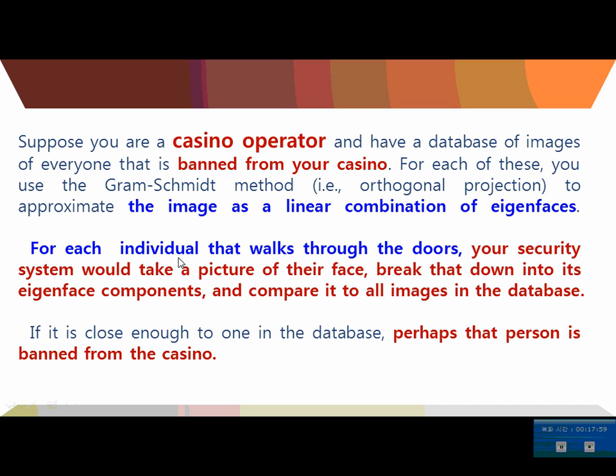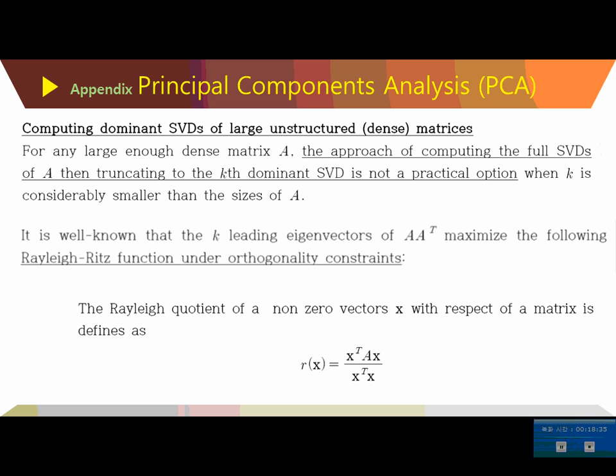Okay? So for each individual that walks through the doors, your security system would take a picture of their face, break that down into its eigenface components, and compare it to all images in the database. If it is close enough to one in the database of those who are banned, then that person is banned from the casino. So the principal component can be used in many ways.